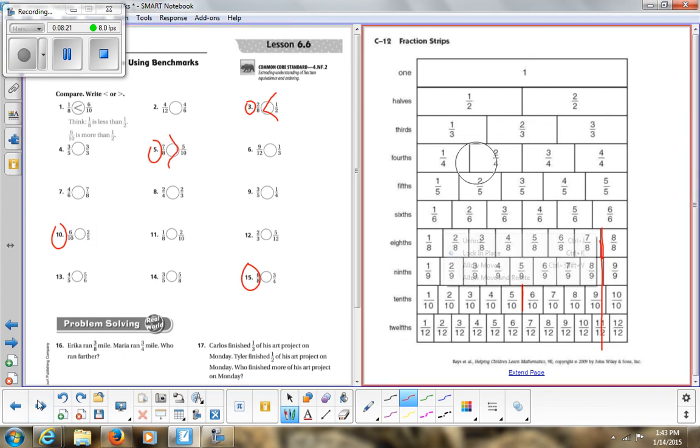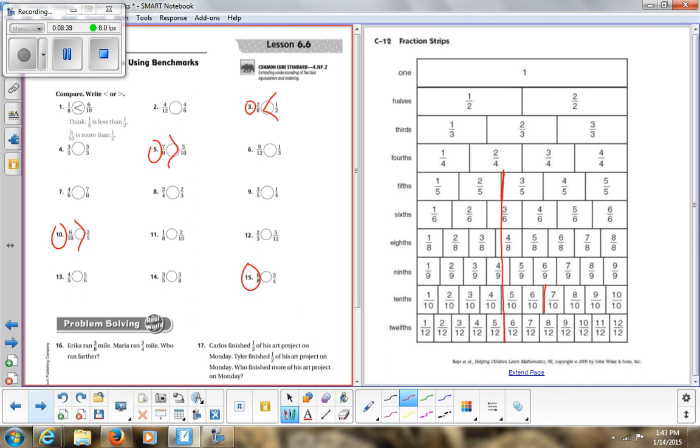6/10 and 2/5. So 2/5 is here. 6/10 is here, and it's always the line after the number. Okay? So if you follow this down, 2/5 is smaller than 6/10. So 6/10 is the bigger number.